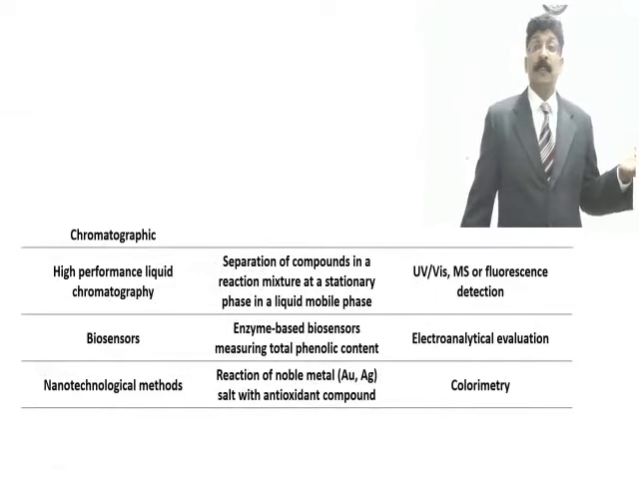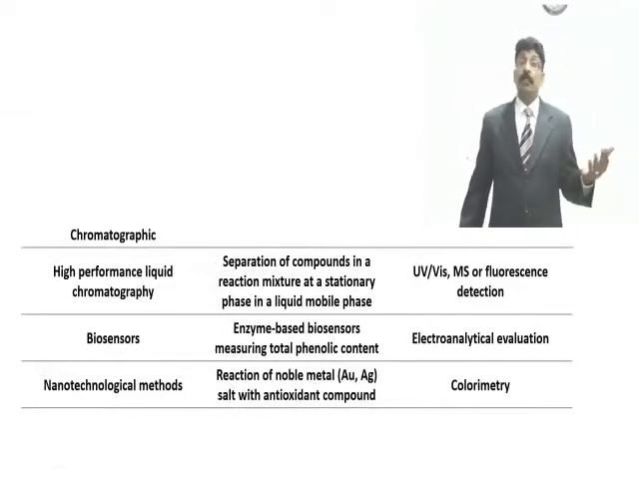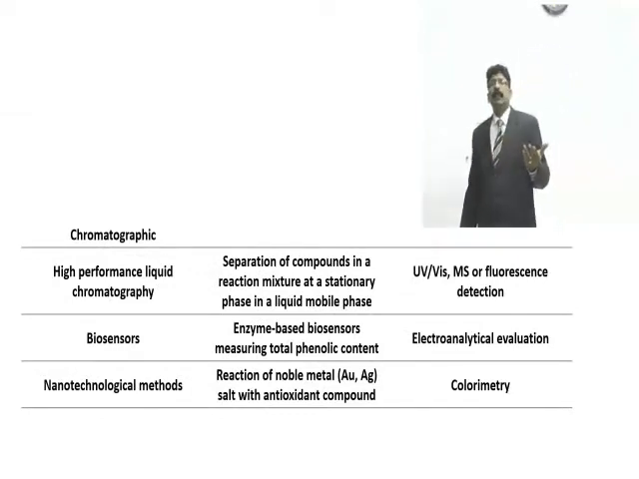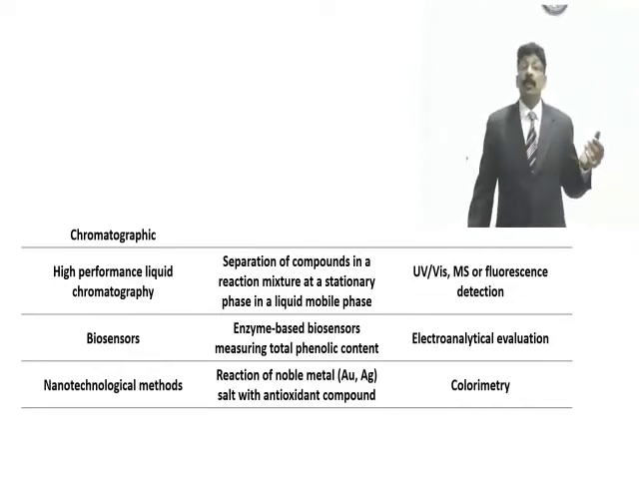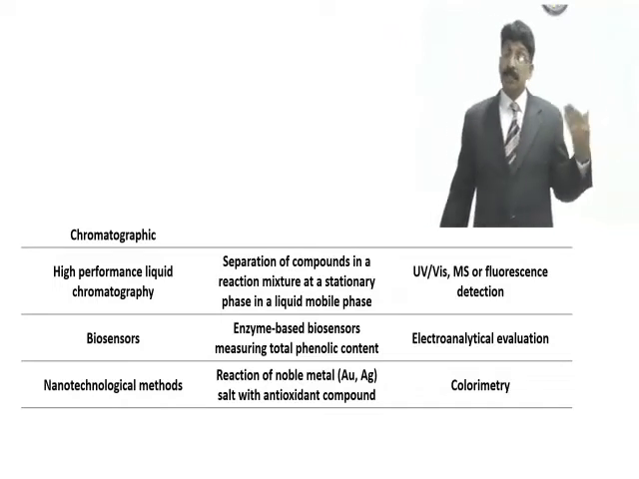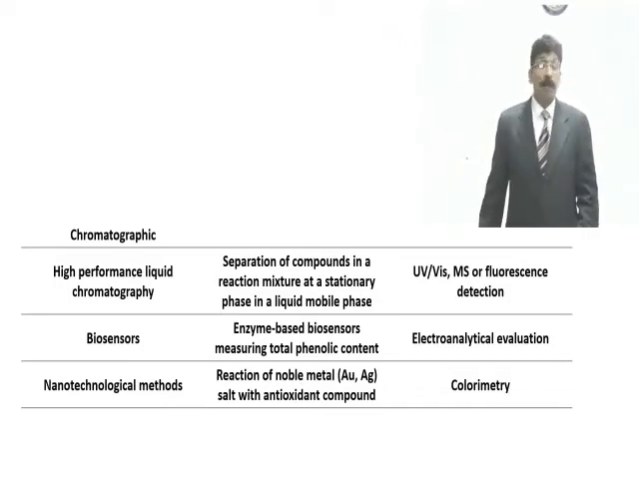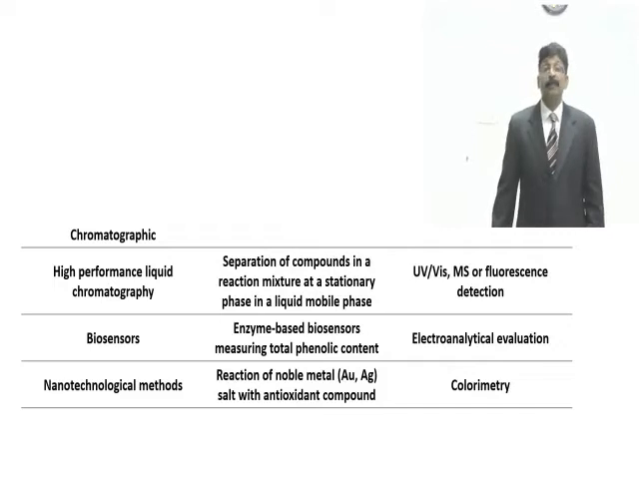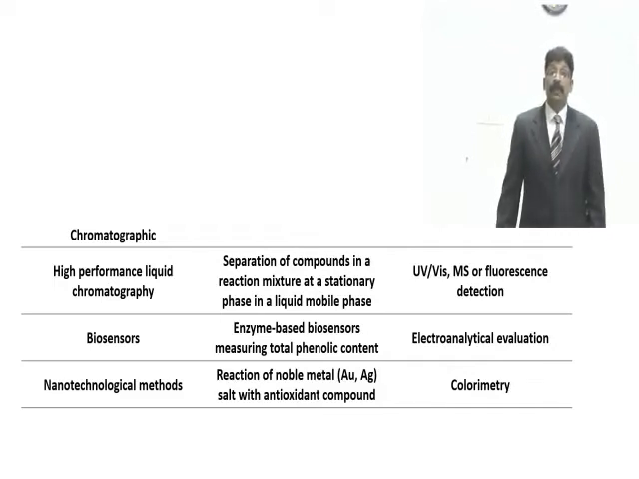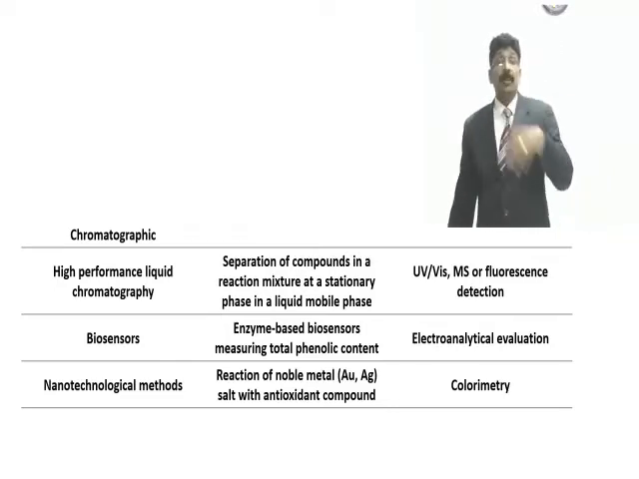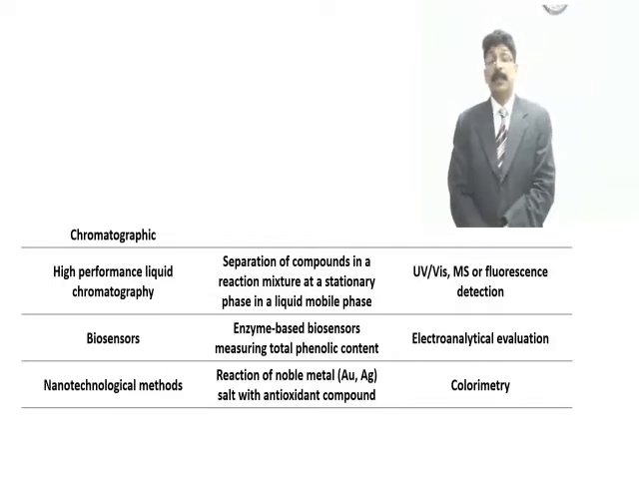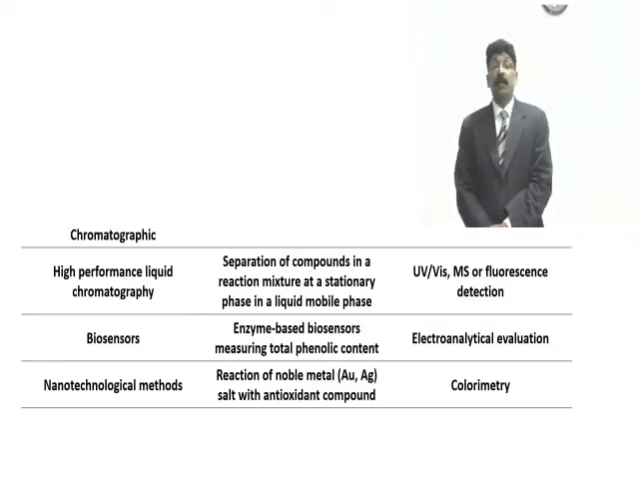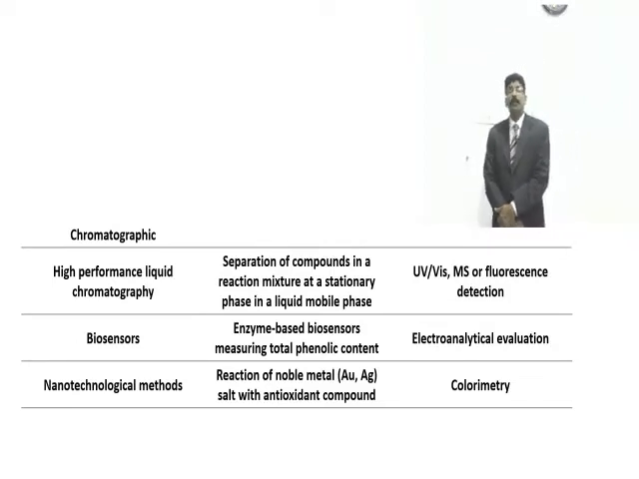Biospectrometric methods are available. For chromatographic techniques, high performance liquid chromatography can be performed directly by separating the mixture by changing the stationary and mobile phases. You can use UV-visible spectroscopy or fluorescent detection. Biosensors can also be used, such as enzyme-based biosensors measuring total phenolic content, and nanotechnology methods are also possible by colorimetric method, where antioxidant compounds can reduce salts like gold and silver, and the reaction can be identified.